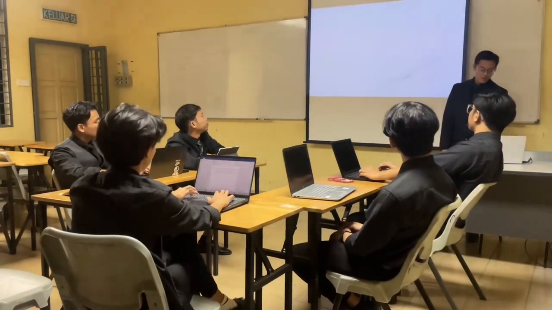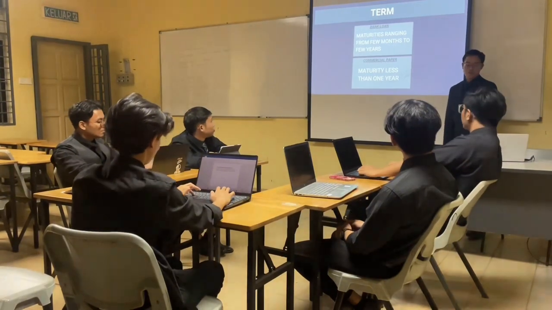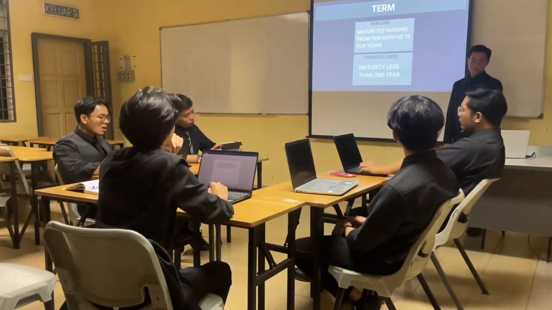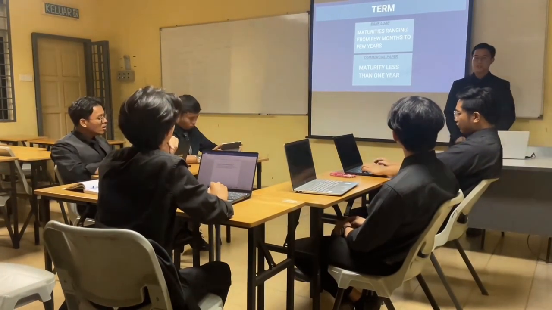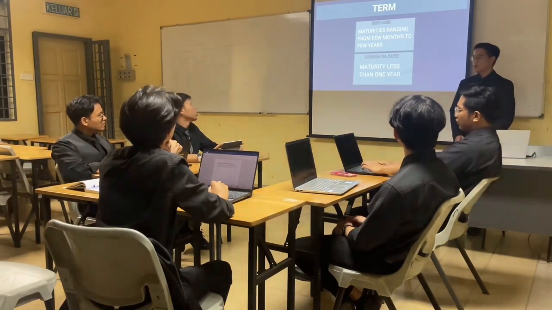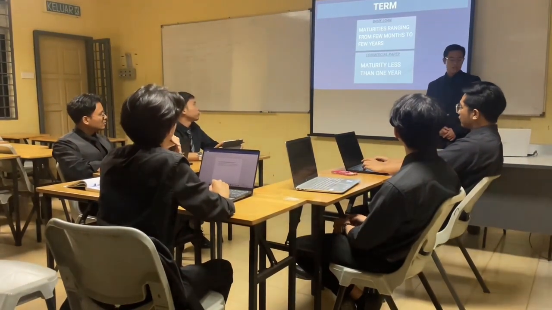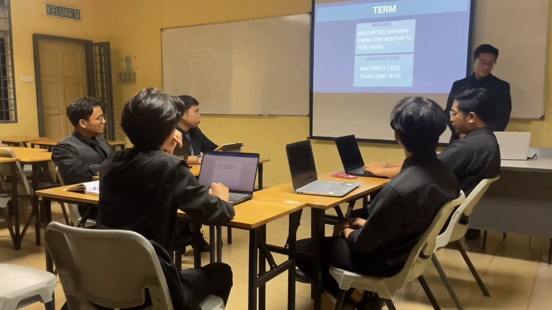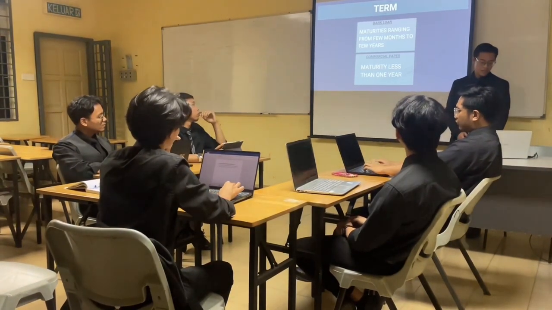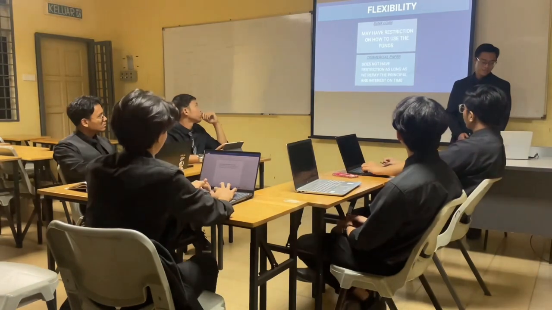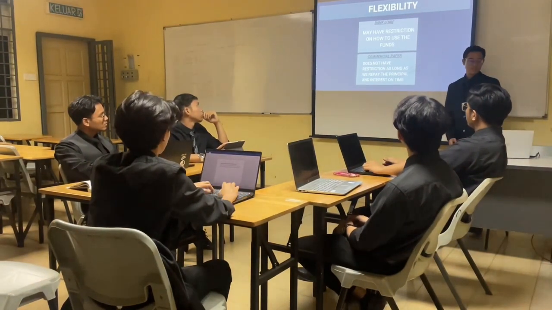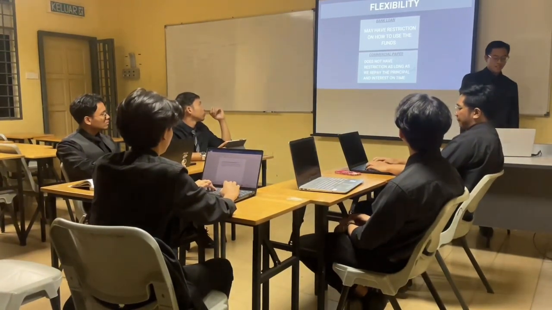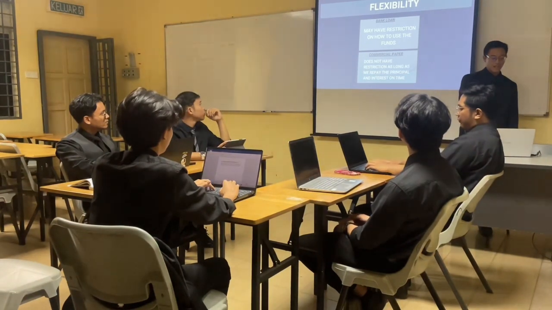Okay, next, from the term criteria, bank loans have a maturity ranging from a few months to a few years. But for commercial paper, the maturity is less than 1 year. And so for our company, we plan to issue 15 million ringgit with a maturity of 6 months. And this shows that commercial paper is more suitable for our company. Next, flexibility. Bank loan may have a restriction on how we must use the funds, but commercial paper does not have any restriction as long as we repay the principal and interest on time.